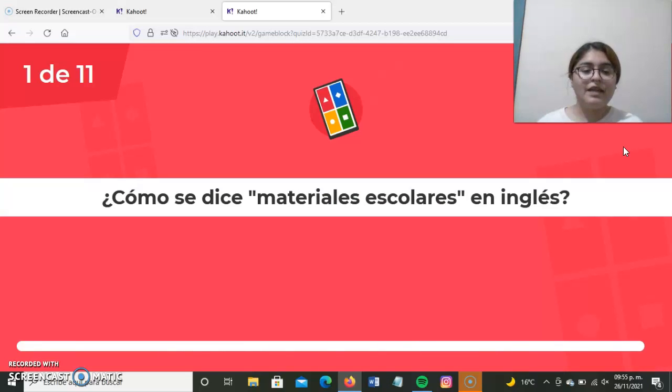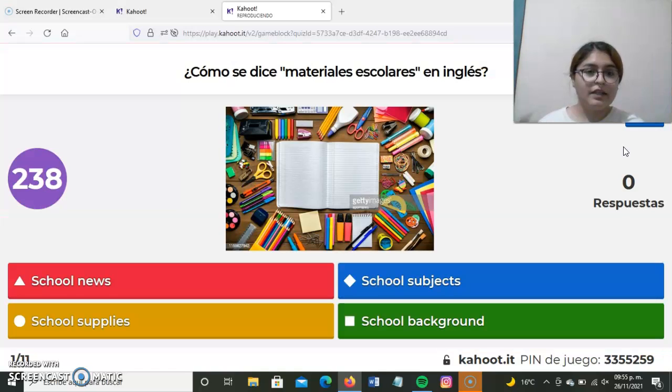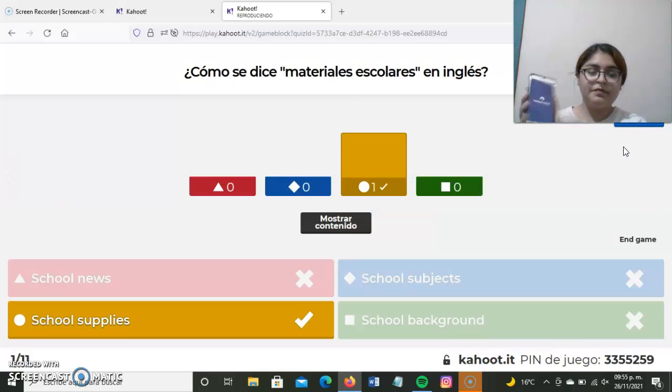¿Cómo se dice materiales escolares en inglés? Think about your answer. Piensa tu respuesta. Time's up. If you answered school supplies, you're right. Si contestaste school supplies, estabas en lo correcto.